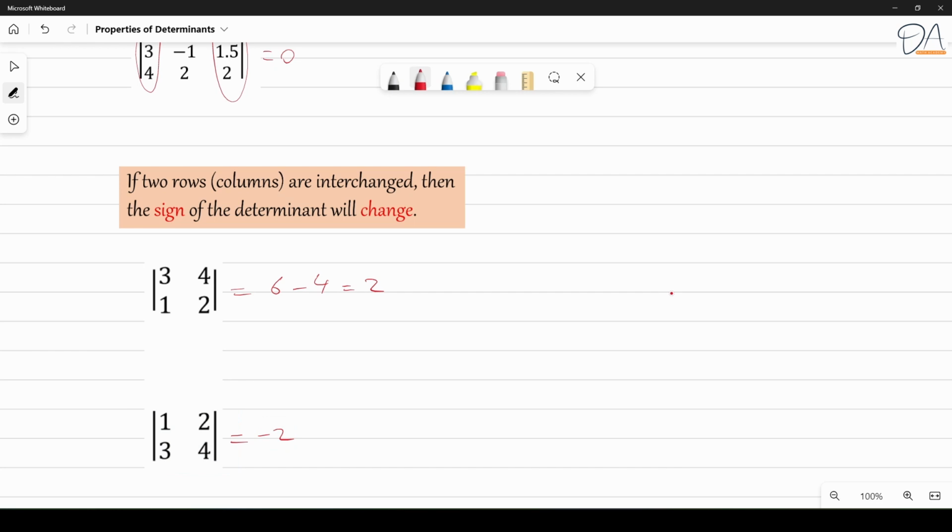And of course you can easily verify that. 1 times 4 is 4, minus 3 times 2, that is 6. So 4 minus 6 gives us minus 2. But actually, using the properties, you don't need to do any calculation. You can directly find the value.